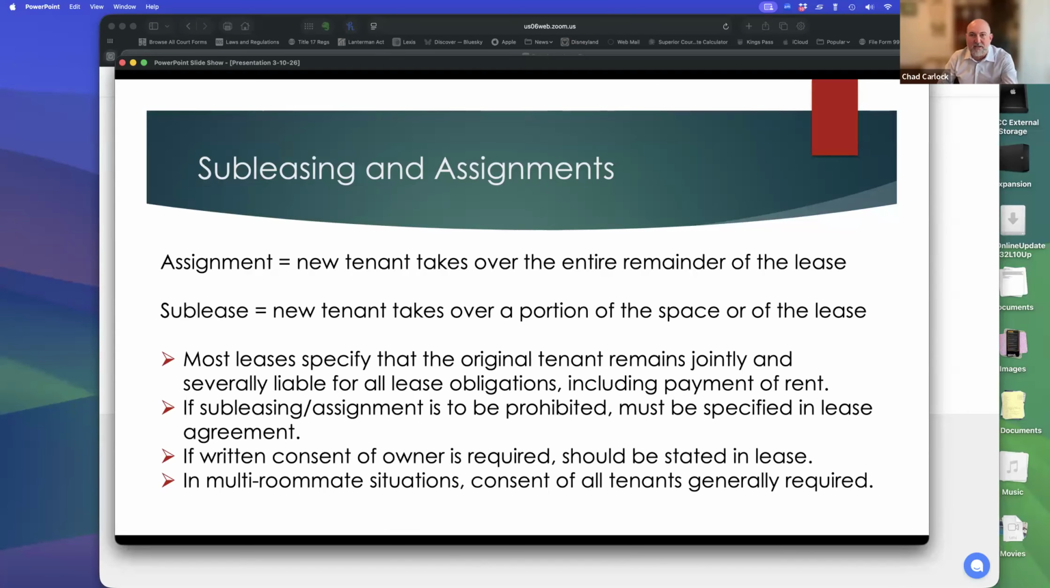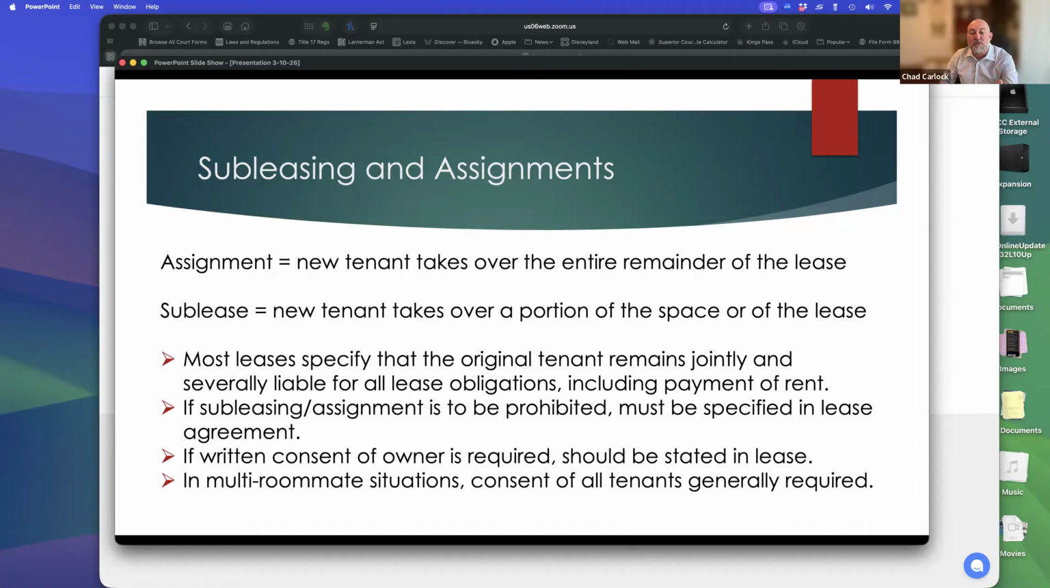Usually, unless they are released from the lease obligations, or there's some other basis in the lease for termination, the original tenant is also still liable for payment of rent. So if they sublease to someone and the person doesn't pay rent, the original tenant, the sublessor, can still also be responsible for that payment of rent. You can go after both of them.